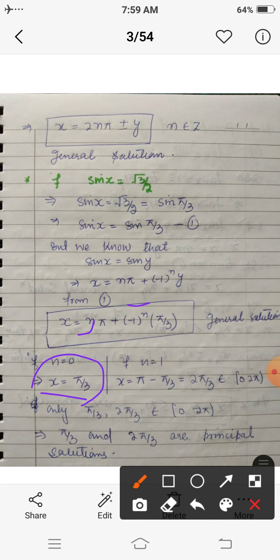Here pi upon 3 belongs to the interval 0 to 2 pi. So this means that x equals pi by 3 is the principal solution. Similarly, if we put n equals 1 in the given equation, it is pi, minus 1 raised to 1 is minus 1, so it is pi minus pi by 3, that is 2 pi by 3. Here 2 pi by 3 belongs to the interval 0 to 2 pi, closed at 0 and open at 2 pi. So this also is a principal solution for sin x equals root 3 by 2.